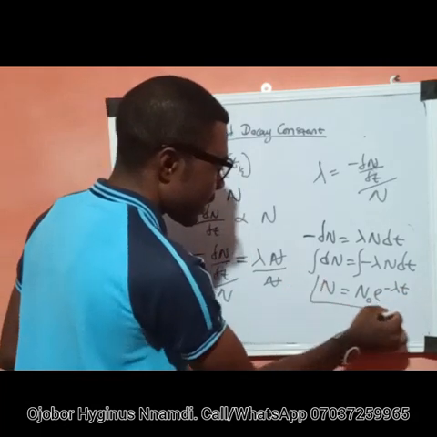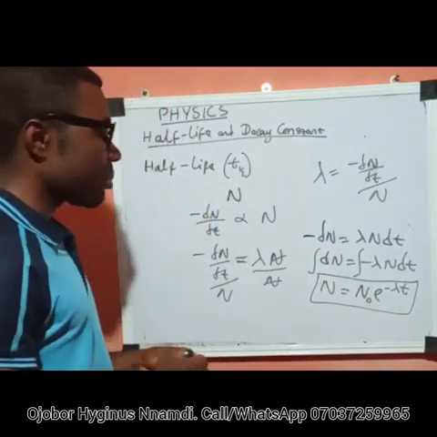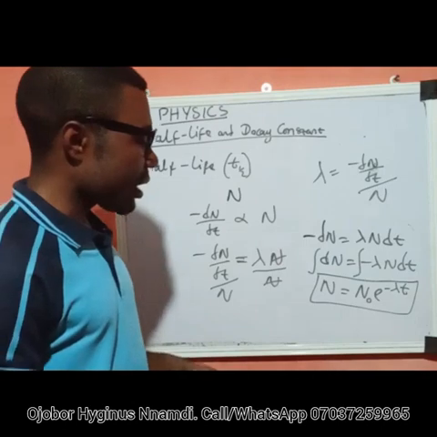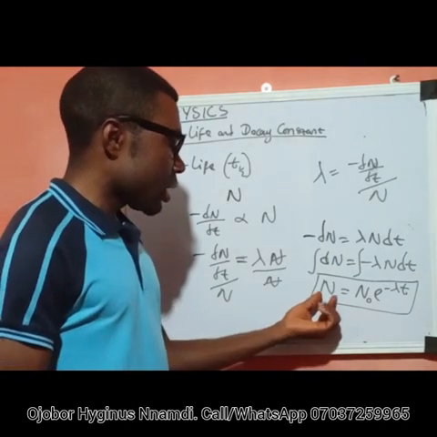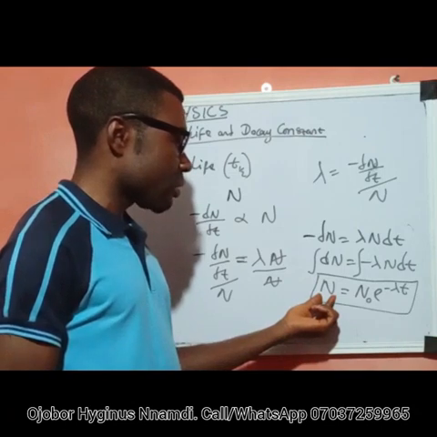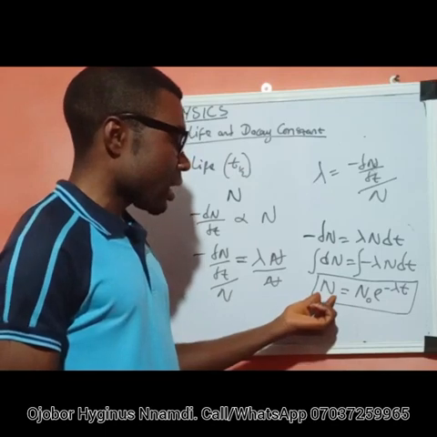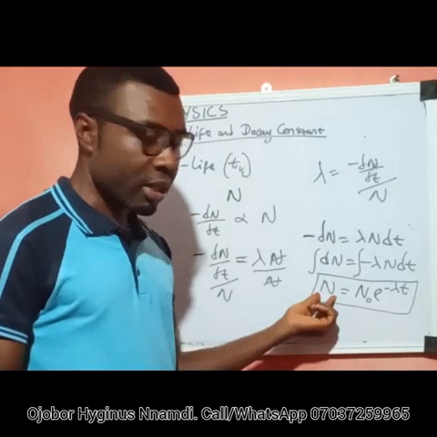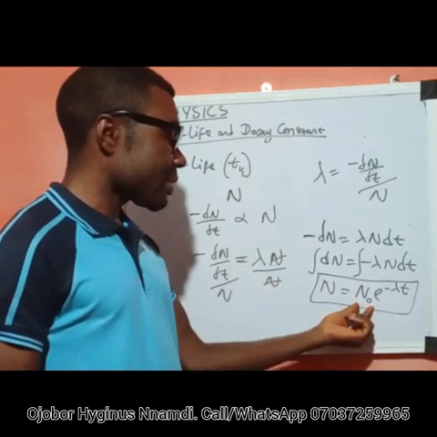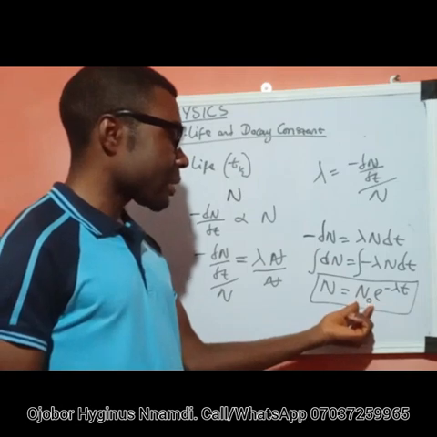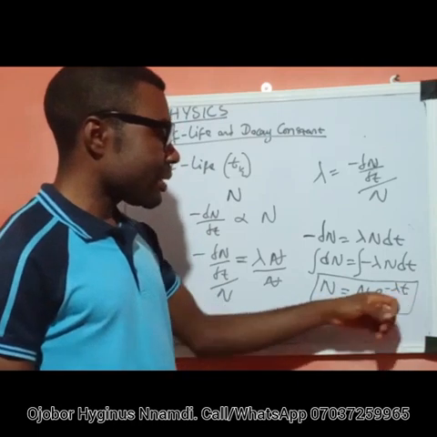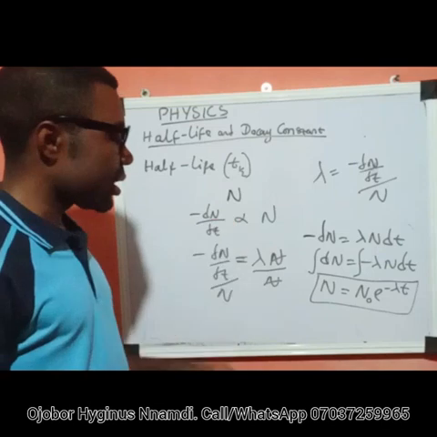And this formula is what we are going to use to determine the number of atoms present in an element after a decay. So this N represents the number of atoms present or remaining after disintegration, or after a certain time that a radioactive element has decayed. While N naught is the number of atoms present in that element before decay. Lambda is the decay constant, while t is the time for the decay.